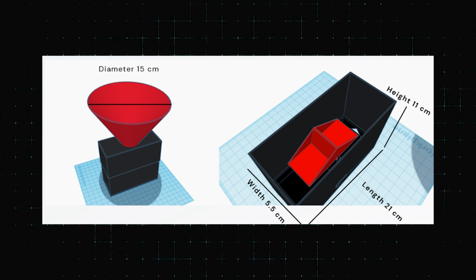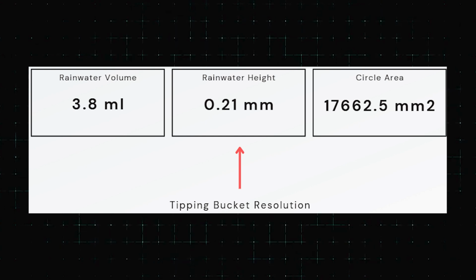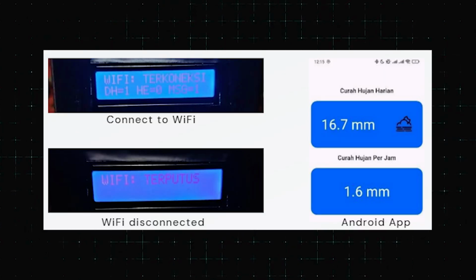This is our 3D design that will use a diameter of 50 centimeters. Okay, so based on calculation between circle area and rainwater volume, we get our tipping bucket resolution at around 0.2 millimeter. So this is showing the hardware and software interface. On the left side, we're using an LCD with I2C communication connected to the hardware, showing that it is connected to Wi-Fi. And the second picture is showing when Wi-Fi is disconnected, and another picture showing our Android app interface.